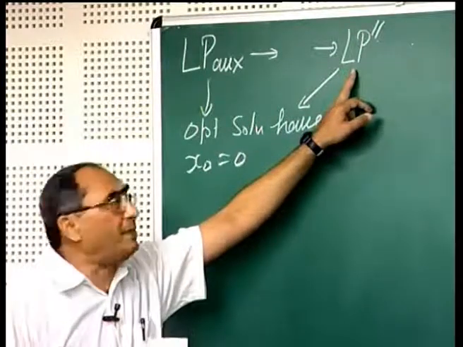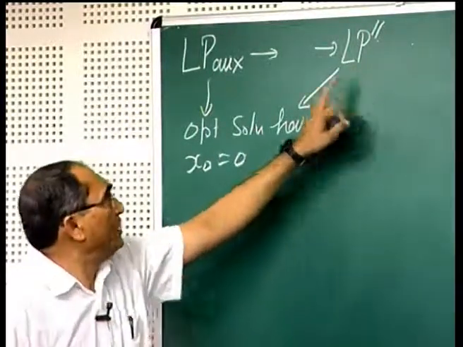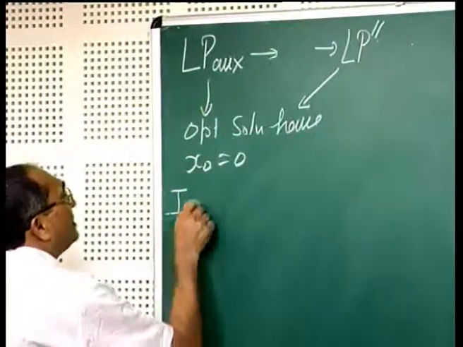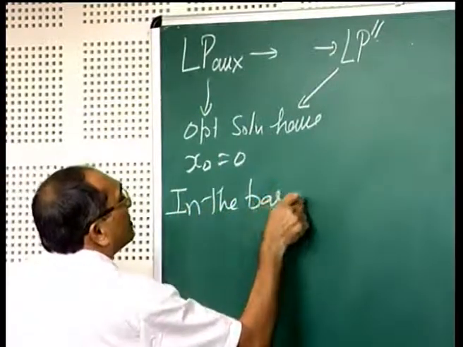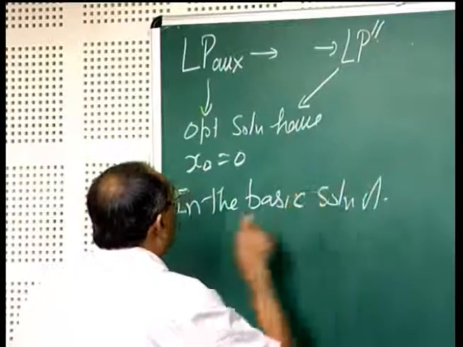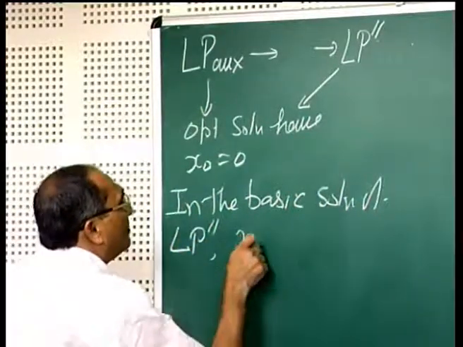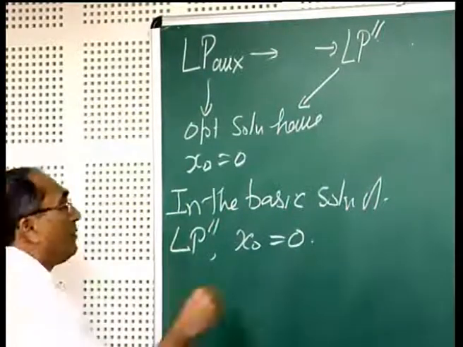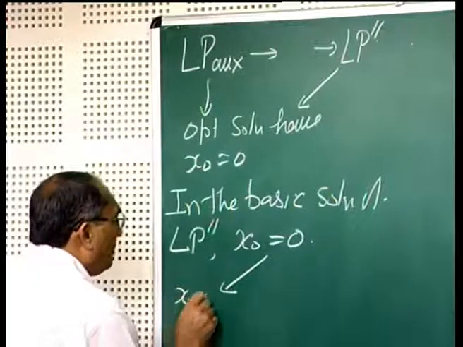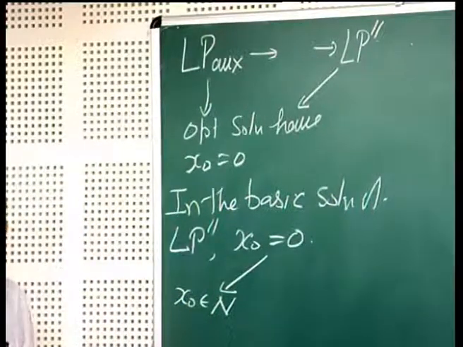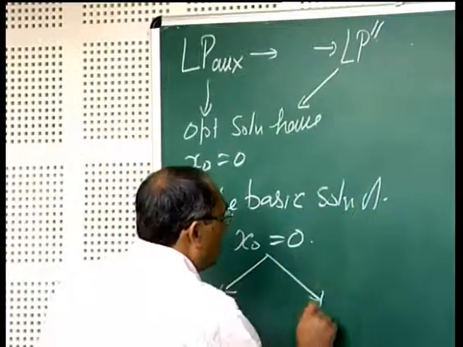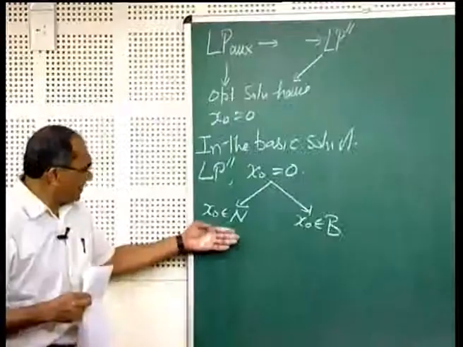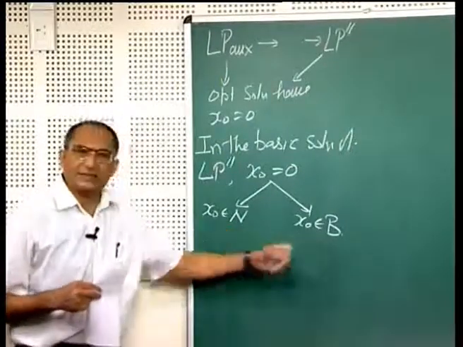The optimum solution of LP double prime is its basic solution. So, in the basic solution of LP double prime, x naught must be 0. Now, there are two possibilities. One is that x naught belongs to N, or it belongs to the set B of variables. So, this is fine with us. Let us just take a look at this case.